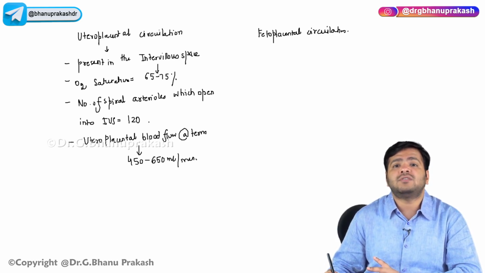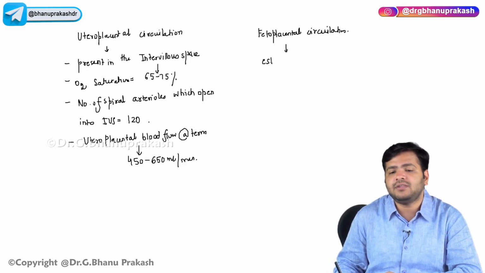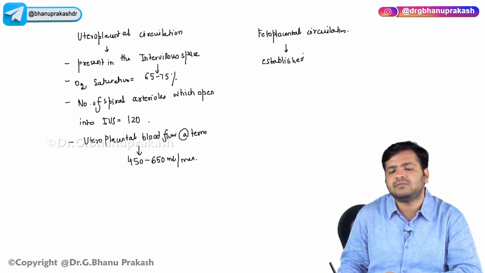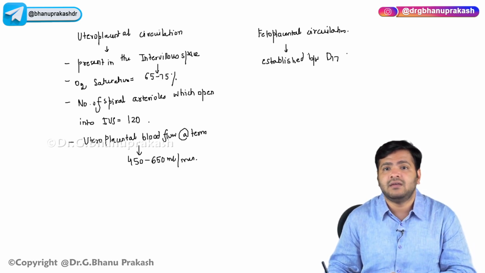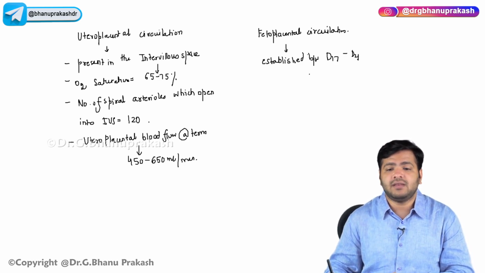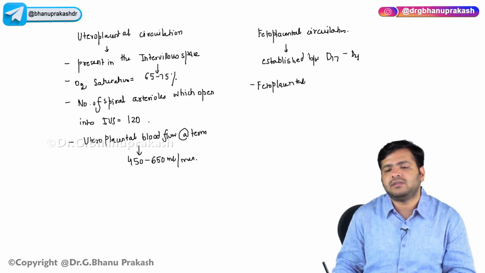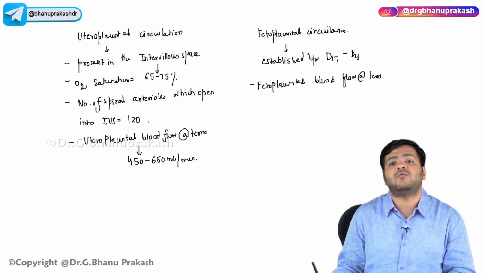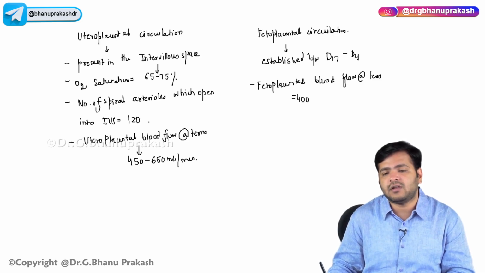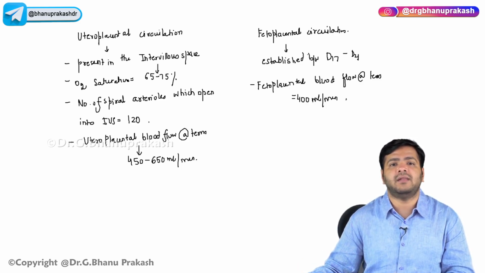Now, when we talk about the fetoplacental circulation, you already know it is established between day 17, it starts on day 17, and it completes on day 21. The fetoplacental blood flow at term is around 400 ml per minute.